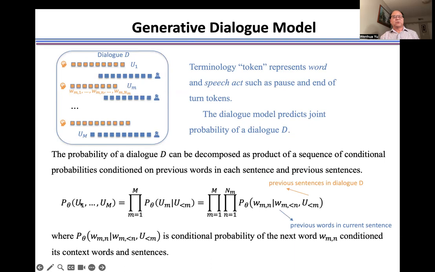The goal of a generative dialog model is to predict the joint probability of the sentences from U1 to UM. That is equal to a product of conditional probabilities, where theta is the model parameters. This W is a word at position N in sentence M. This W is the previous words in the current sentence, and this U is the previous sentences in dialog D.